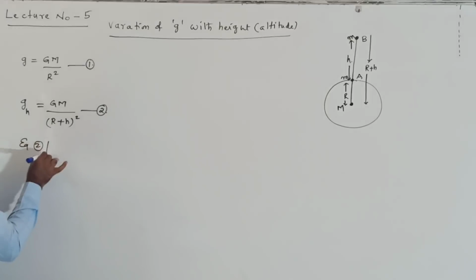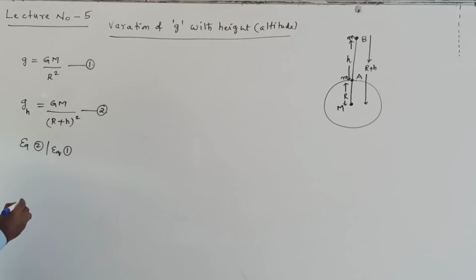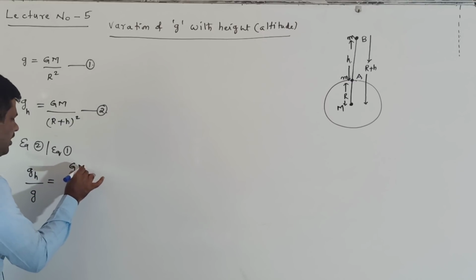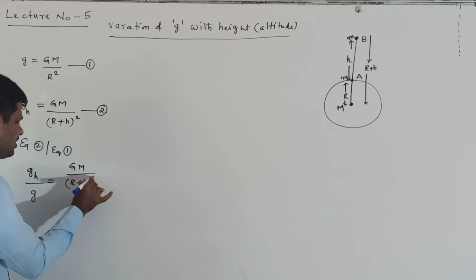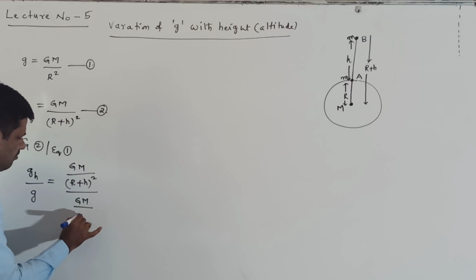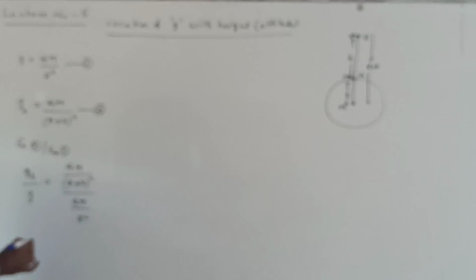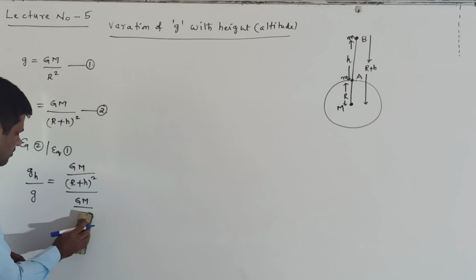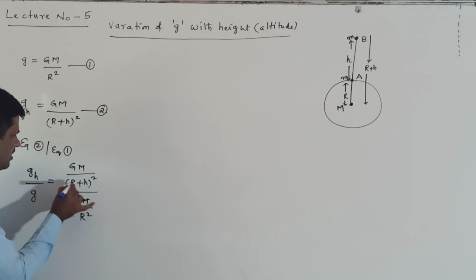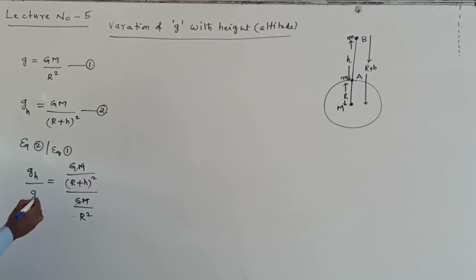Now we divide equation 2 by equation 1. So g_h by g is equal to GM by r plus h whole square, divided by GM by r square. Dividing equation 2 with equation 1, the GM gets cancelled. What remains is g_h by g is equal to r square by r plus h whole square, with r square coming into the numerator.